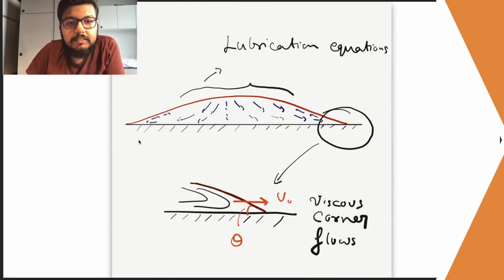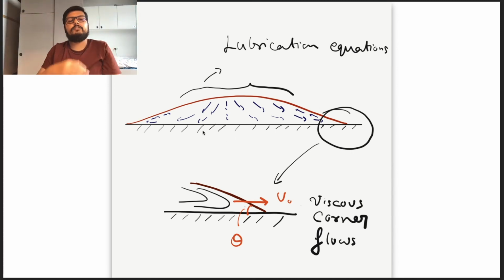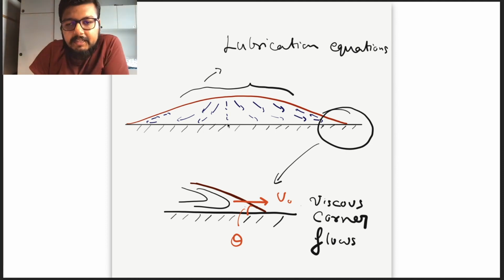And the lubrication equations are very relevant for many of the ongoing research topics. For example, one of the research topics that we have in the group is the spreading of a sessile drop on a substrate. So imagine that you place a droplet on a substrate, and then that droplet spreads on top of the substrate. And there you can see that if the contact angle is small enough, then you can approximate the flow by using lubrication equations, because the height of the droplet would be much smaller than its lateral length.